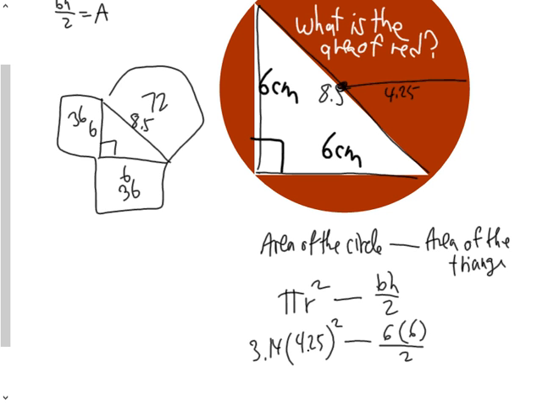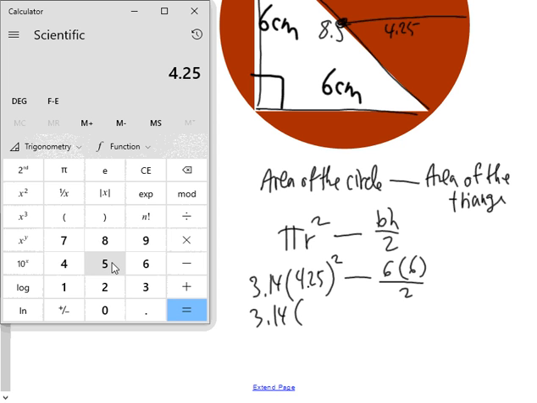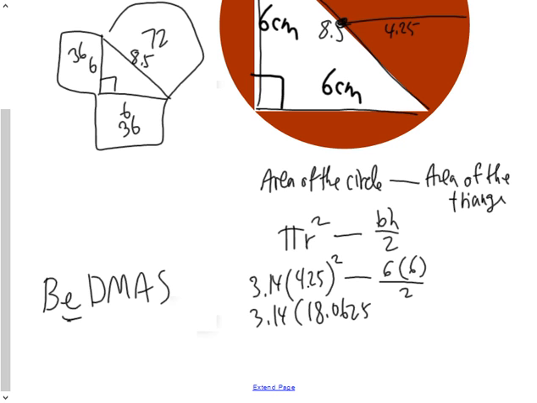So if I look at this fairly complicated looking expression, it looks like it's way too complicated for grade 8 math, but it's not. It's pi r squared take away base times height divided by 2. And now we're going to use our BEDMAS skills and solve this. So 3.14 multiplied by 4.25 squared. In BEDMAS, since there are no brackets to solve, the first thing we solve is exponents. So 4.25 squared will be 4.25 multiplied by itself, which is 18.0625. Take away 36 divided by 2.